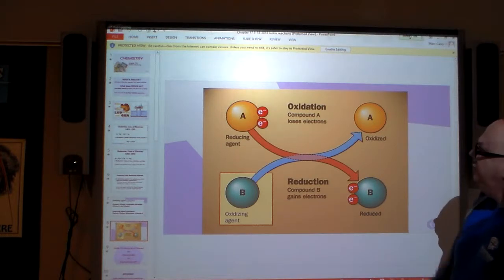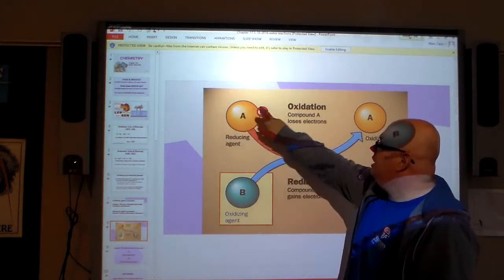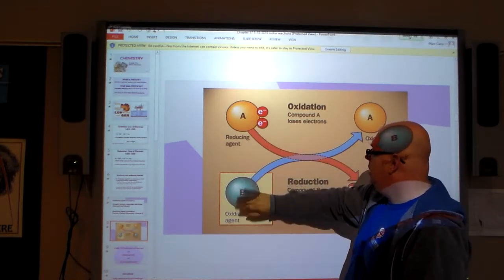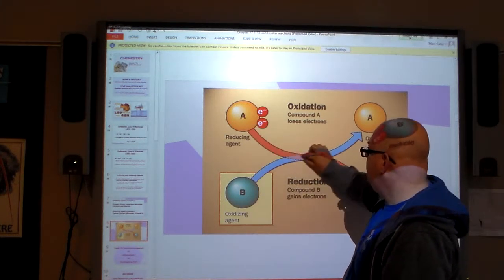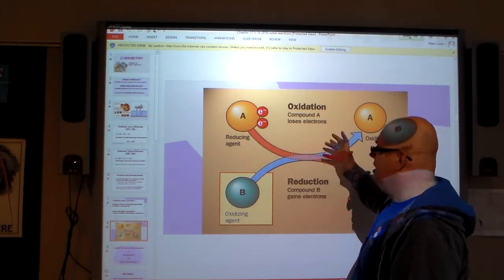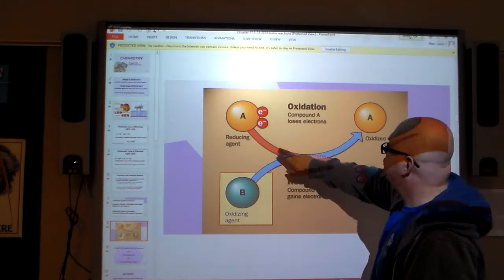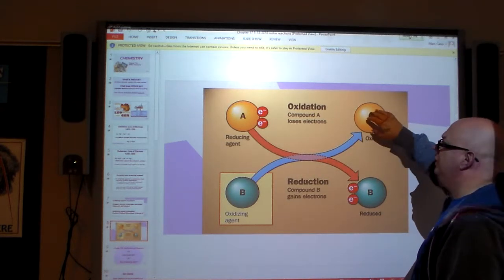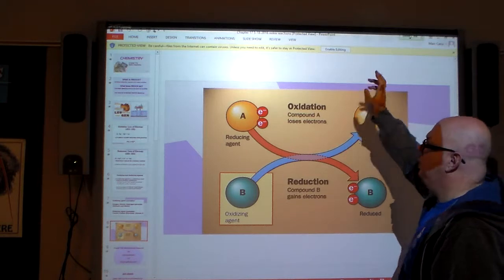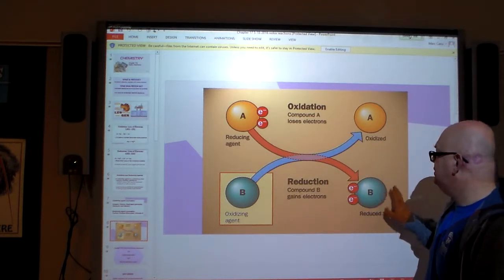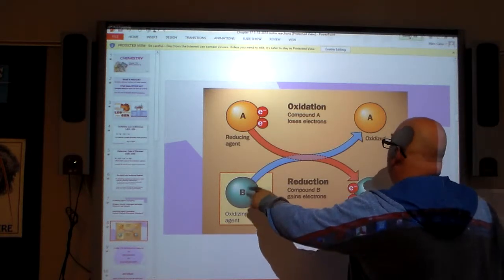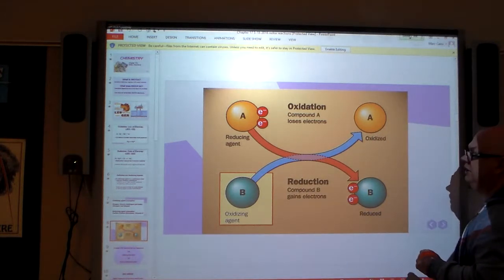So if we look at a reducing agent here, it's got 2 electrons. This is compound A, compound B, okay? They meet in our process of a chemical reaction, and then of course compound A loses the 2 electrons. It is oxidized. In other words, a reducing agent causes something to pick up electrons. The oxidizing agent causes something to lose electrons.